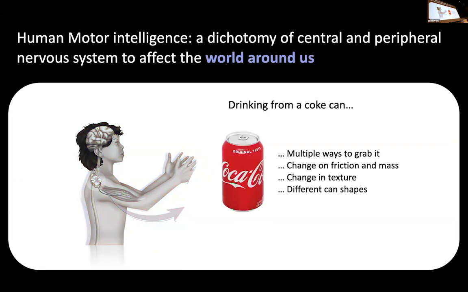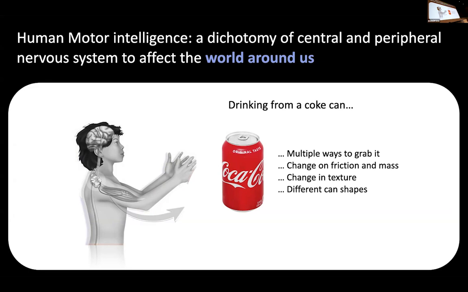Now, if we think about the world around us, think about something as simple as drinking a can of Coke. This is actually pretty complex. There are different ways that we can grab a Coke. There are different parameters or conditions, the physical condition of the Coke, that affect how we handle it, like friction and mass. The can can have different textures, but also can come in different shapes. We need to consider all those if we want to understand how human intelligence interacts with those objects.